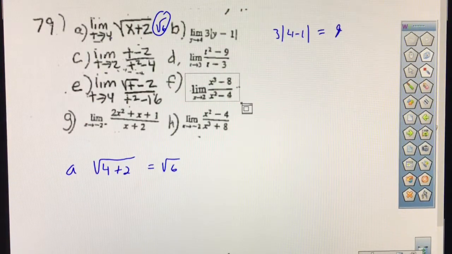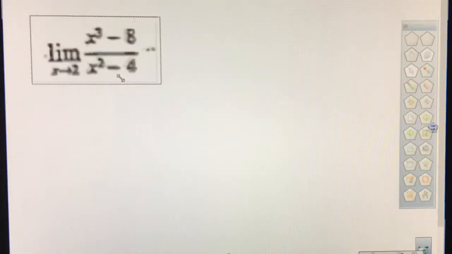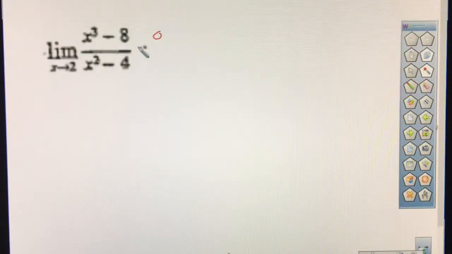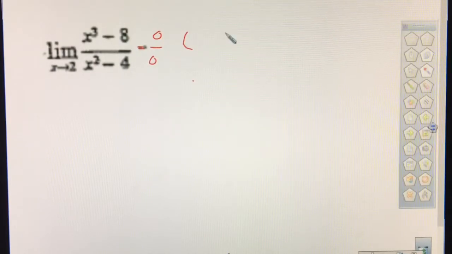I bet when I plug 2 in, I get 0 over 0. Notice when you plug 2 in, you get 8 minus 8, which is 0. I plug 2 in, I get 4 minus 4, which is 0. So I'm going to have to factor it. Factoring the cube is going to be a soapy problem. This is actually 2 cubed.